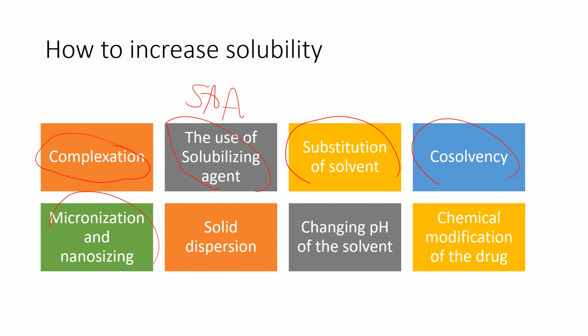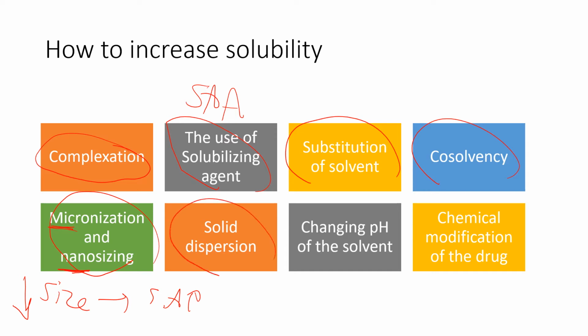We can also reduce the particle size of the drug to be in the micro range or in the nano range, which is more effective, of course, to increase solubility, because nano is smaller, and by reducing the size, the surface area of contact between the particle and water will increase, and so solubility will increase.